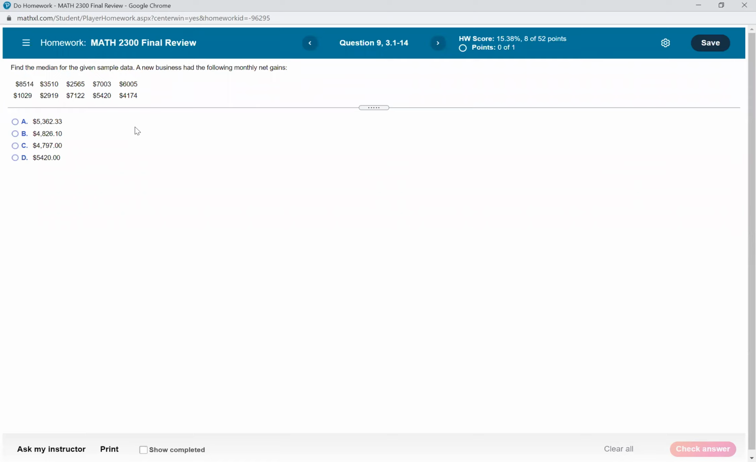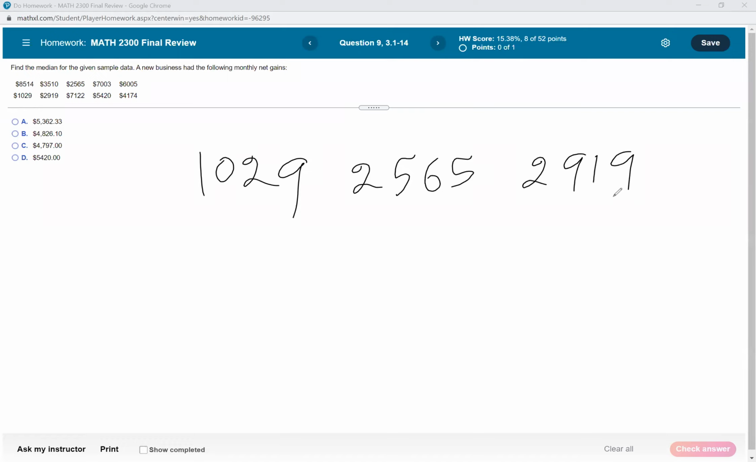Smallest to largest. The smallest number is 1029. Then the next number is, I think, 2565. Then 2919. Then I think 3510.